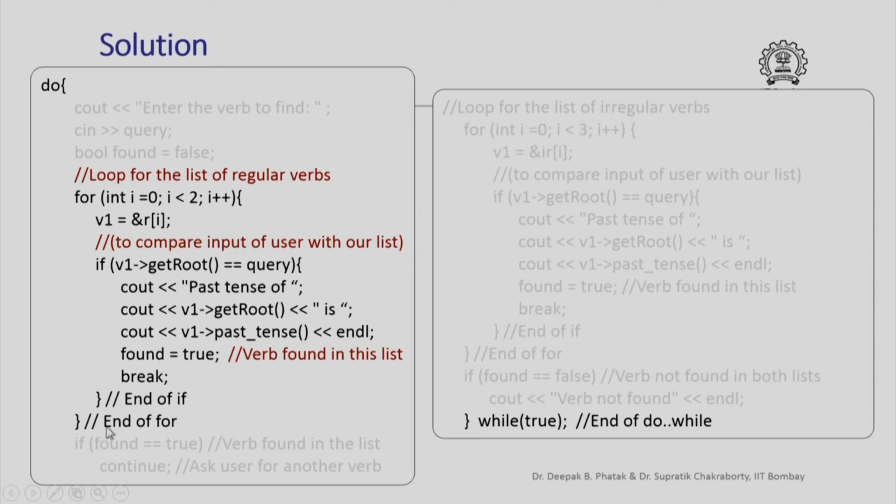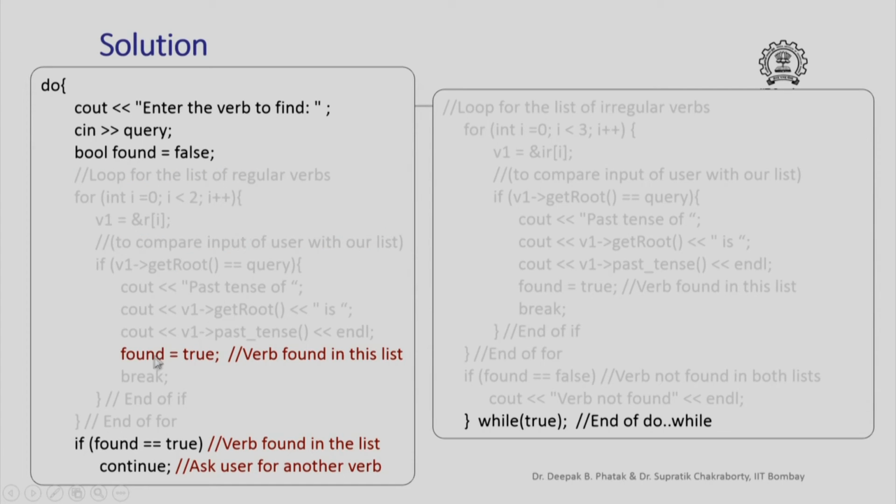It is going to print that out, print an end of line, set the flag found to true and break from this for loop, because it has now found the queried verb in this list of regular verbs. So this is the end of the for loop searching over the list of regular verbs. And if it did find this verb within this list of regular verbs, then it will continue, which means it will go back to the beginning of the loop and again ask for the next verb to find and restart the whole process.